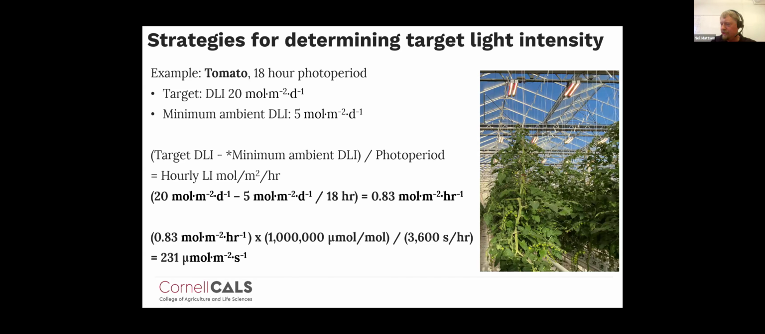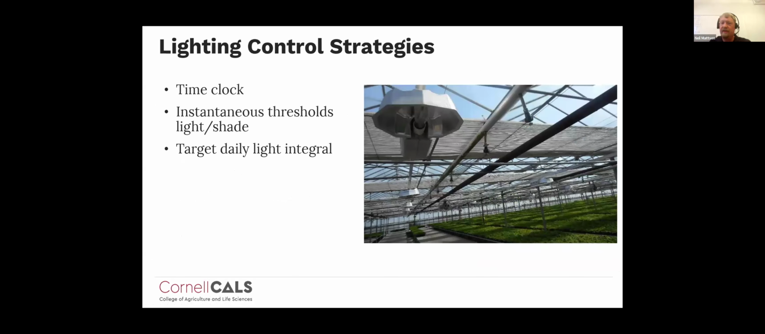And I think Tim will talk a little bit about this. We're finding that there can be benefits of adding a higher supplemental lighting capacity than what you might need in an average day, because it allows you to be more flexible with when you add light. And so you might be able to take more advantage of off-peak electricity, for example.